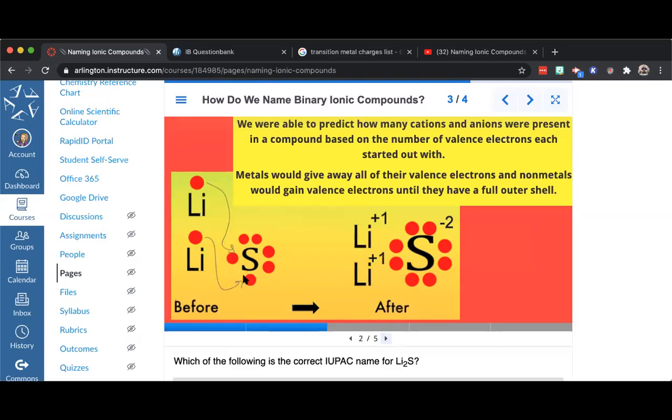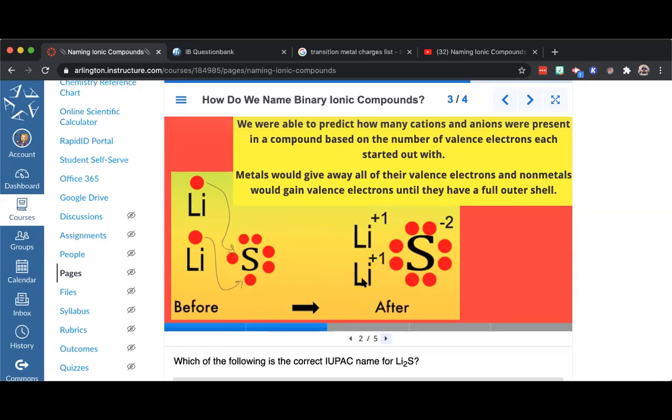So it'll give it away to the sulfur, but sulfur has 6, so it needs to gain 2. And because it needs to gain 2 to get to that octet of 8, we have to add another lithium atom so that each of the lithium atoms can transfer its valence electron, so that sulfur has that complete octet of 8, okay? And so in cases like this, we have 2 lithiums. They're each a +1 because each of them lost 1 electron. And then the sulfur, because it gained 2 electrons to complete its octet of 8, has a -2.